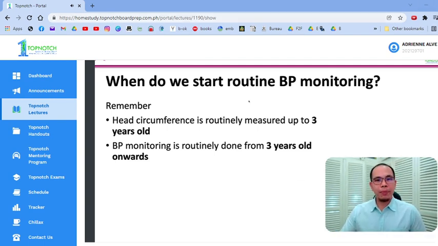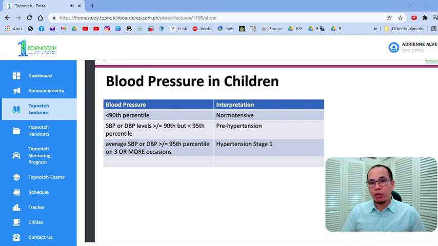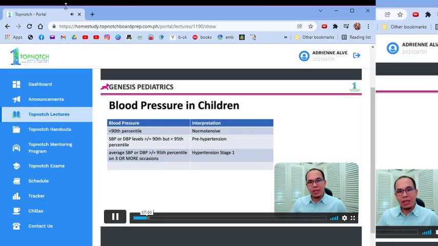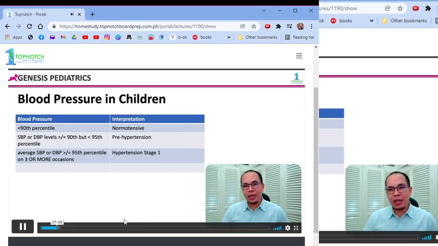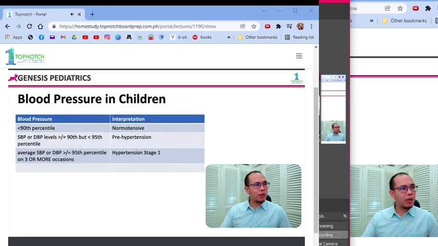So continuing our discussion for blood pressure monitoring in children, how do we interpret your BP values? In this table, you will see how to know if the blood pressure is normal, hypertensive, or pre-hypertensive. In pediatric patients, guys, ang ginagamit natin cutoff would be the percentile value. A quick way to remember it is, if it is less than 90th percentile, that is normal. If the systolic or diastolic is equal to or greater than 90 but less than 95, that is pre-hypertensive.